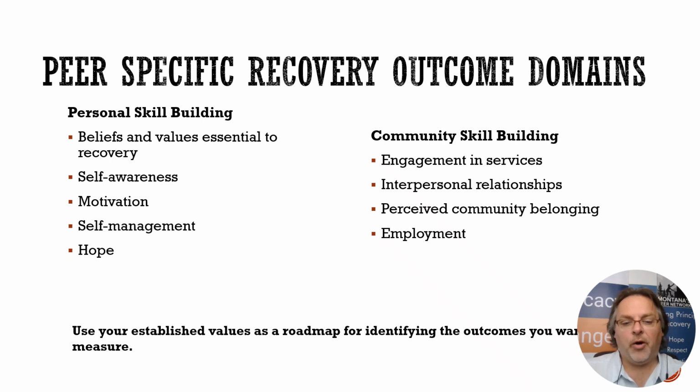Okay, so some of the areas that you're going to be taking a look at, in personal skill building: people's beliefs, their personal values. I've talked a little about that. What's their self-awareness? Often when people come in, they don't have very high self-awareness of what's happening. That takes time. What's their motivation? We teach peer supporters about the stages of change. Self-management, not agency-based management. We're not here to manage people. People need, again, to make their own choices.